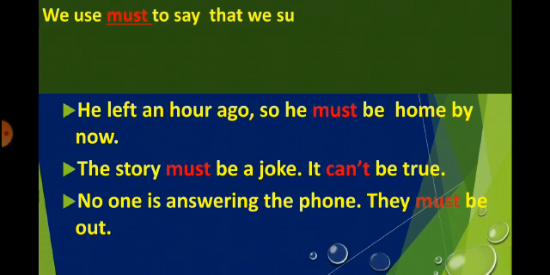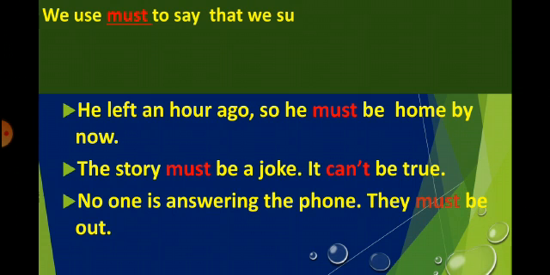In this sentence, your answer cannot be correct. Okay, your answer can't be correct. See, if you are calling someone and the person is not picking up the phone, then you are thinking that no one is answering the phone, they must be out or they must be doing something. You are not sure. It cannot be correct. Okay.